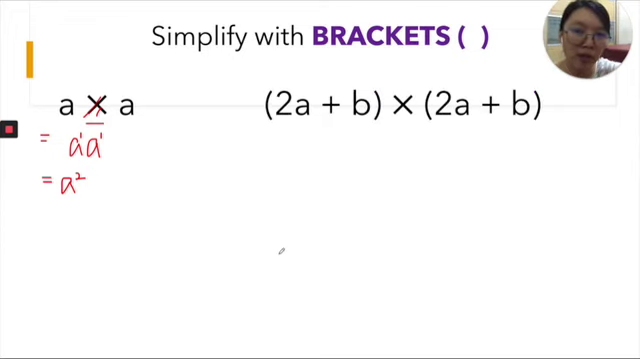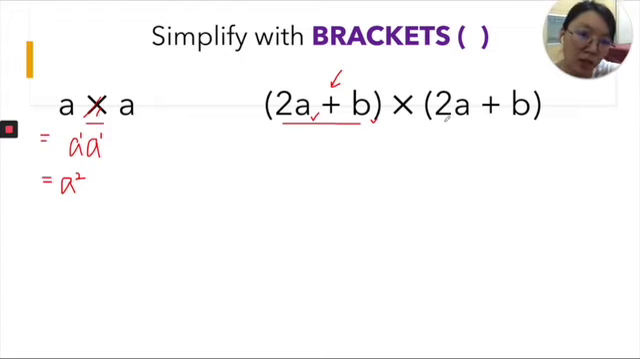What if you have something like that? 2a plus b bracket times 2a plus b bracket. How do I look at it? Chapter 1 says, brackets first, then multiply and divide, then add and subtract. Inside the bracket, do whatever is inside the bracket first. Oh, inside the bracket there is plus. Plus, check for like terms. Are they like terms? No, they are not. So I cannot do anything.